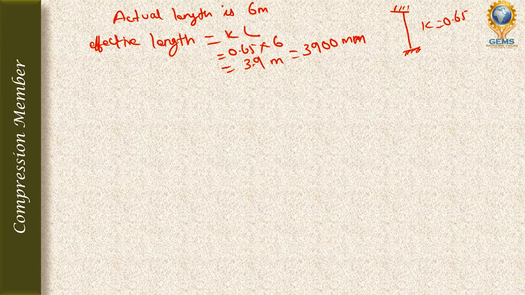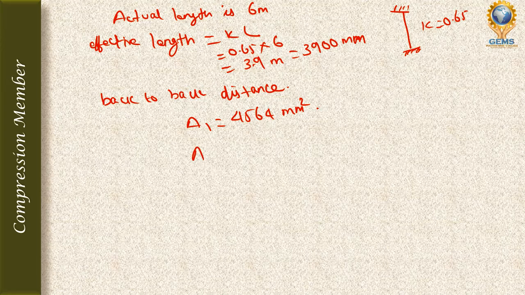So let's start by finding the back to back distance. How can we find the back to back distance? The area of one channel is given, that is 4564 mm square. So what is the total area? That is 2 times 4564, which gives 9128 mm square.